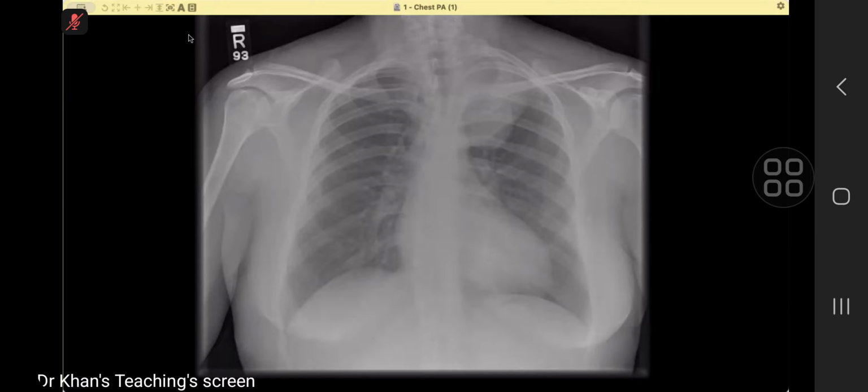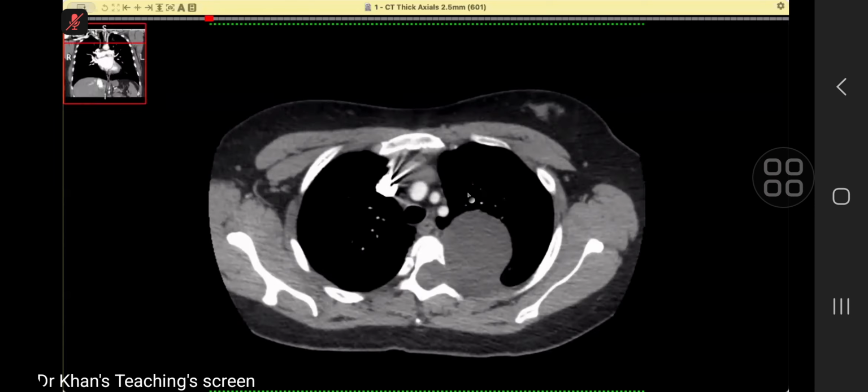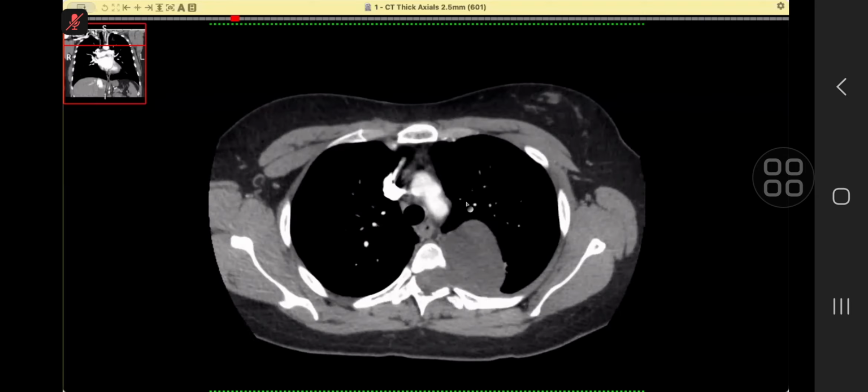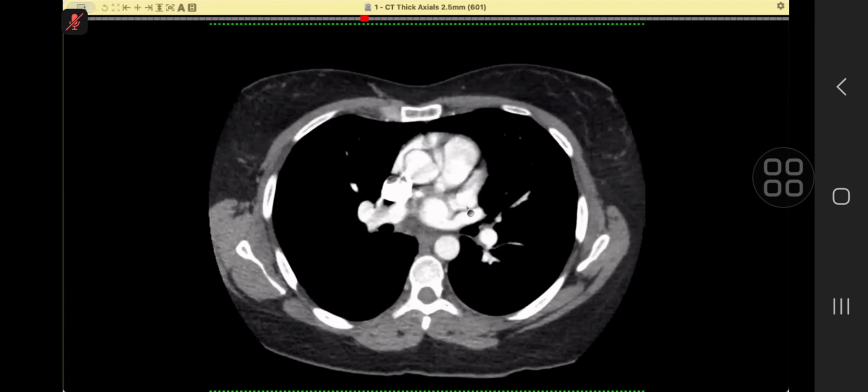I will convey my finding to the referring physician. I will ask for a chest CT scan with IV contrast for proper characterization and visualization of the lesion. Yes, okay, sir. I'm requesting the remote control. Okay, this is an enhanced chest CT scan for the same patient. I'll scroll through the images and I will convey my finding.